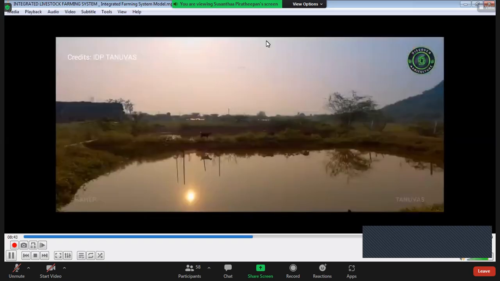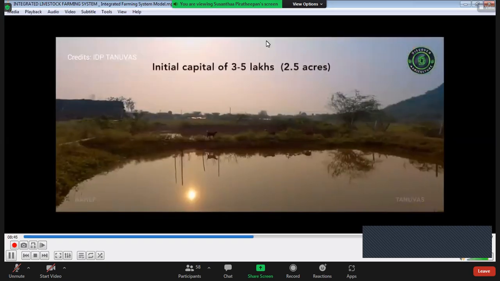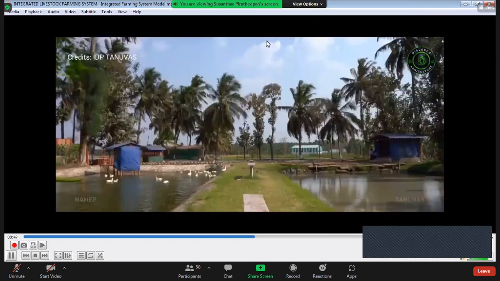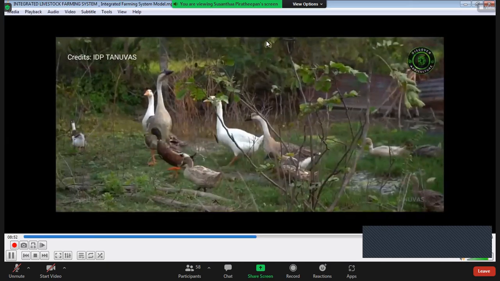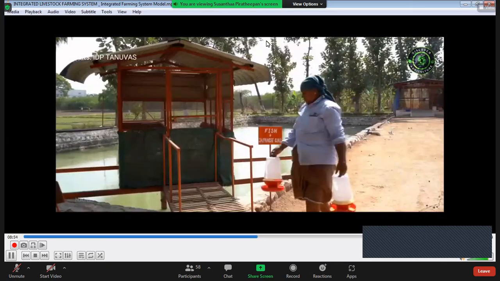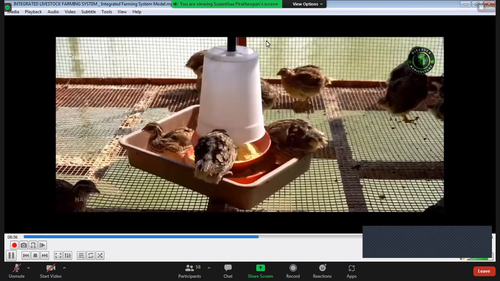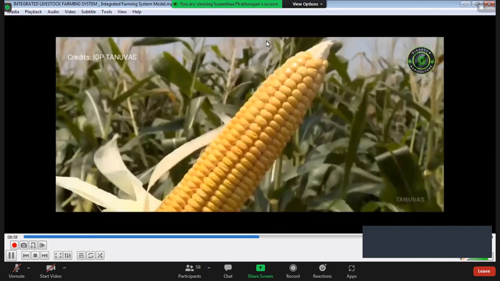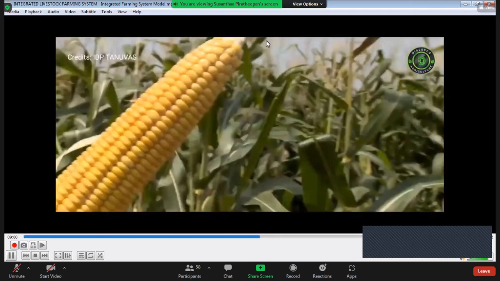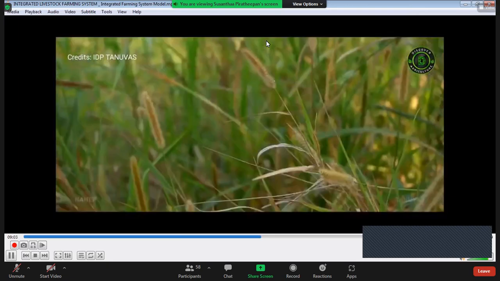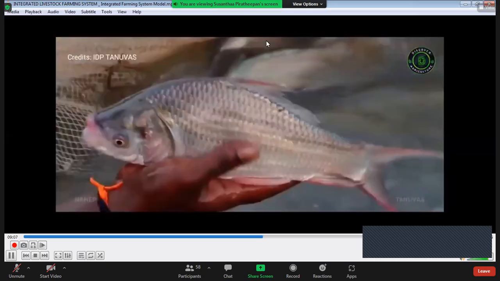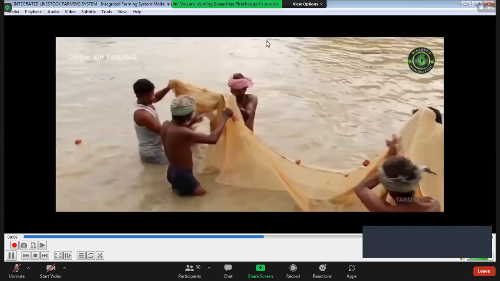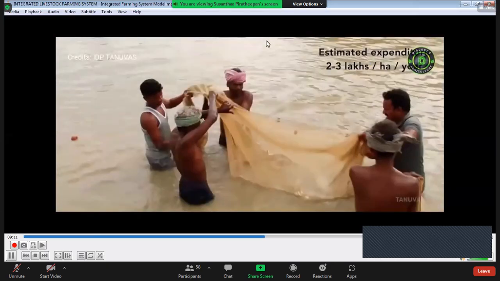An initial capital of 3 to 5 lakhs is needed for establishing 2.5 acres of integrated livestock farming, depending upon the enterprises integrated in the earmarked area. The estimated expenditure for crop, vegetable, fodder cultivation, dairy, piggery, poultry and fish culture may be to a tune of 2 to 3 lakhs per hectare per year.